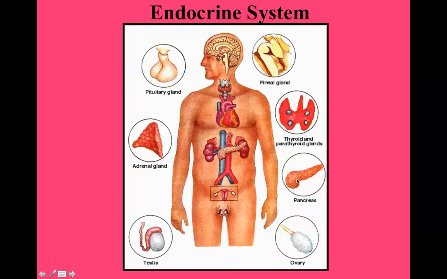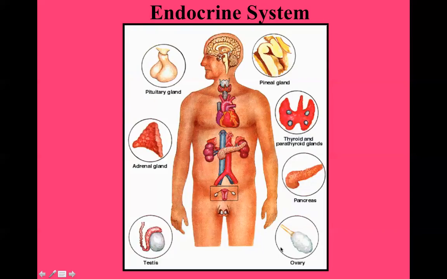The pancreas is an endocrine organ because it makes insulin and glucagon, but it's also part of the digestive system because it makes digestive enzymes. But right now, we're looking at it as an endocrine organ. The thyroid and parathyroid glands make hormones, and so does the pineal gland. So all of these are part of the endocrine system. They are the ones that make hormones that get secreted into the body, and they travel around. They are chemical messengers.